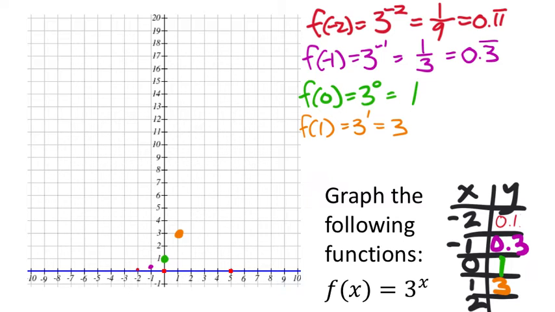Now, let's try that last one. We got f of 2, right? Do this one in blue. It's f of 2, which makes it 3 to the power of 2, which is 3 times 3 is 9. So that's 2, 9, and we can fit this one on the graph. 2, 9 would be right here. Now, the next one would have been 27 way up there, but this is good enough.